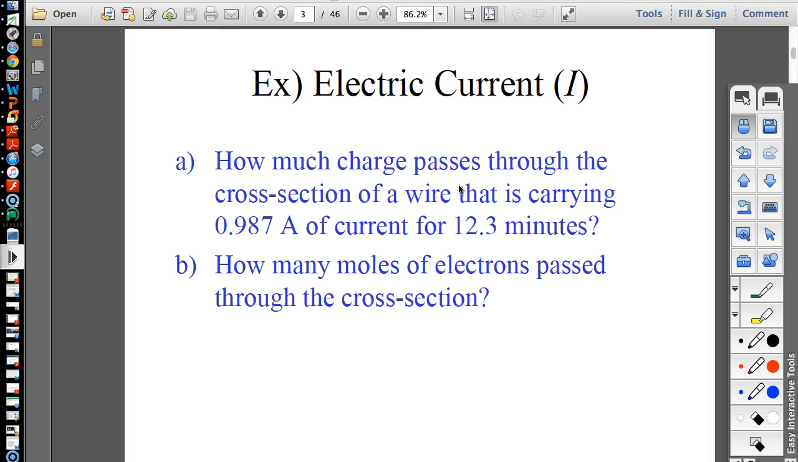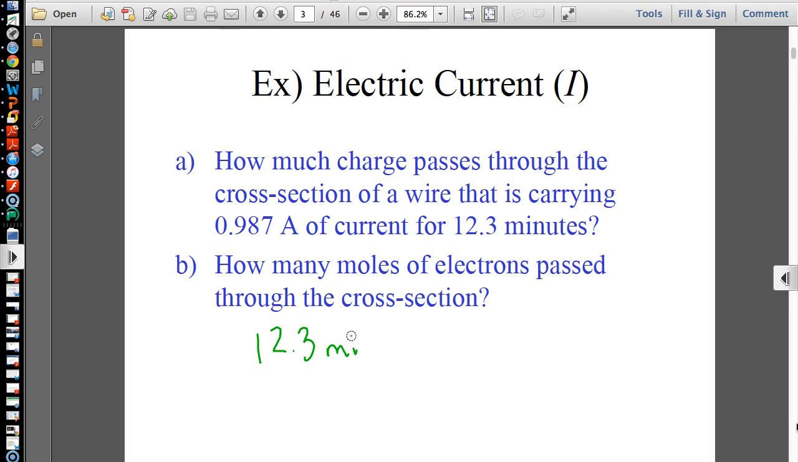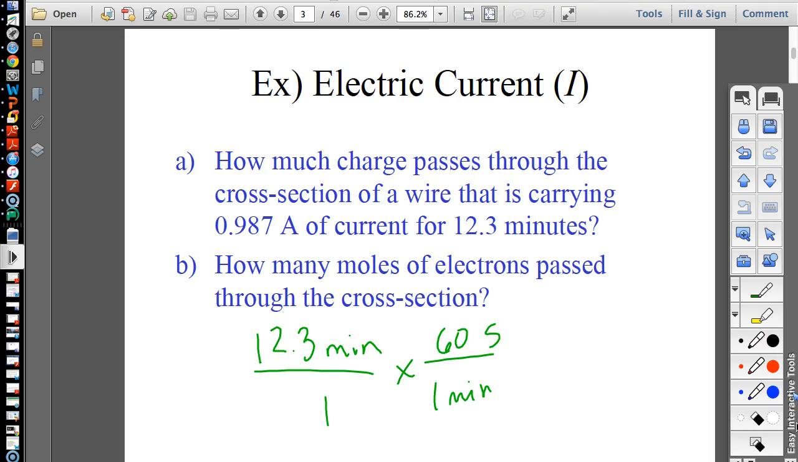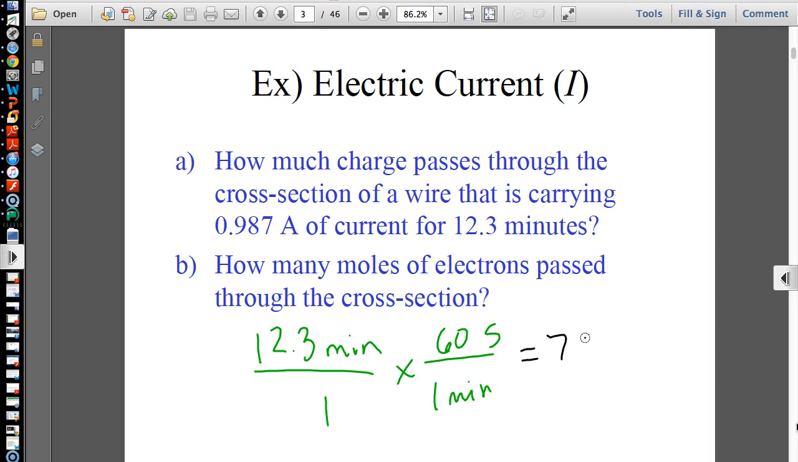How much charge passes through a cross-section of a wire that is carrying 0.987 amps of current for 12.3 minutes? Notice in the formula, I equals Q divided by T, what is the unit for time? So you're going to have to convert that to seconds. Let's do that first. 12.3 minutes, and 1 minute is 60 seconds, and when you do the math there, you get 738 seconds.